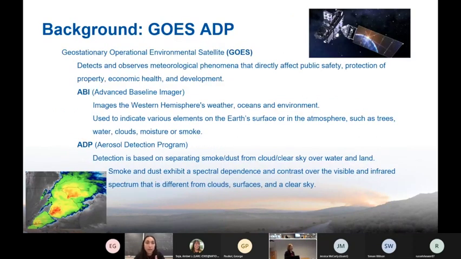So just for some background, like I said, I'll be working with GOES and MODIS, and specifically with GOES, I'll be working with the Advanced Baseline Imager, as well as the Aerosol Detection Program. So the ADP is based on separating smoke and dust observations from the cloud and clear skies over water and land. So this is obviously important in developing these flags and pinpointing exactly what is smoke and dust, and then relating it to the fires.